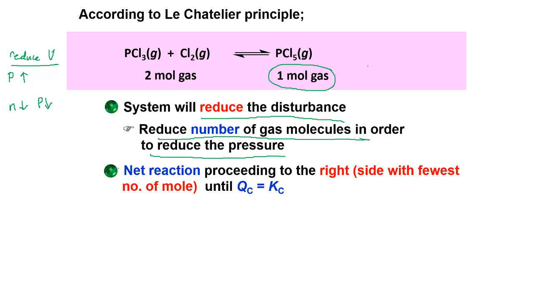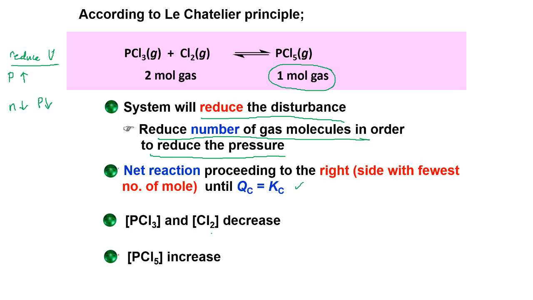Okay, equilibrium position shift from left to right until QC equals to KC. And at the new equilibrium, the concentration of PCl3 and chlorine gas decrease. The concentration of PCl5 increase. Okay, nilai KC dan KP remain constant. Maksudnya pressure juga tidak mengubah nilai KP ataupun KC. Okay, remain constant. Okay, so now look at the next example.